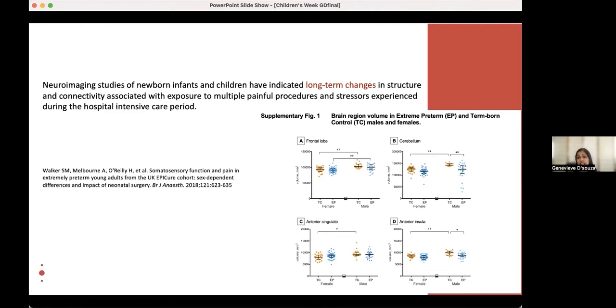And these studies show that they have altered brain region volume. The brains actually don't develop as much as a normal, regular full-term infant. And the study listed here, Dr. Walker's study, shows that they have a smaller brain volume than a normal full-term infant, which is important to know, that exposure to multiple painful procedures or stressors does have an impact on these infants in the long term.